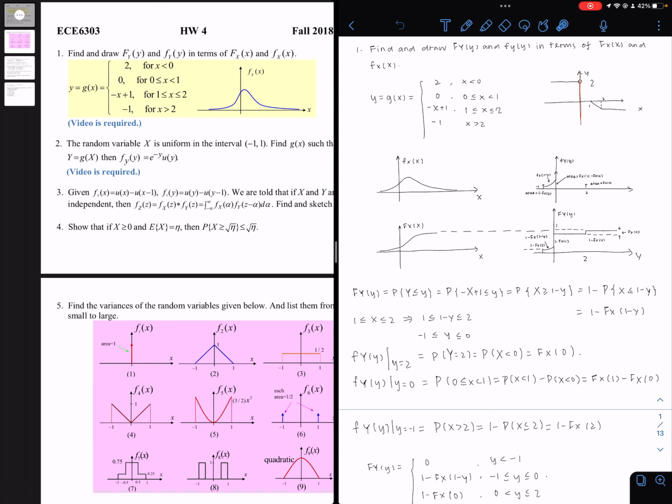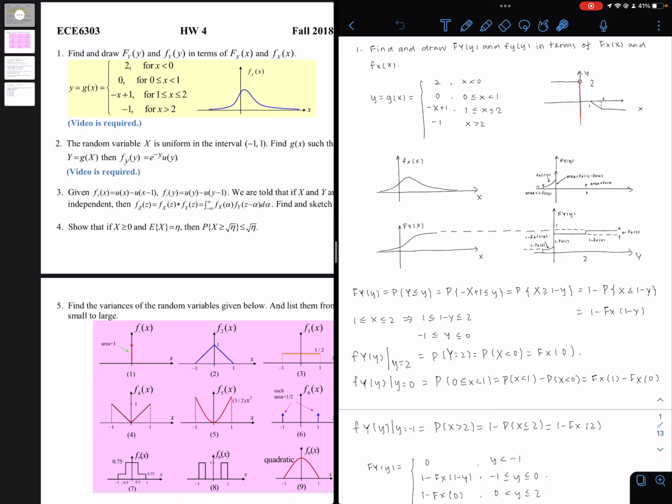And what we can see here, there's only one interval in which y and x are related, and that is when x is between 1 and 2. In this interval, y is minus x plus 1, and in all other intervals, y is just some constant number. So y and x are not related in these other intervals. And also we're given the probability distribution of x, which is, you can say, a normal distribution.